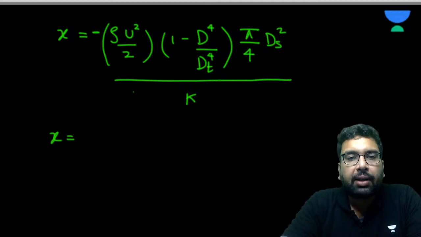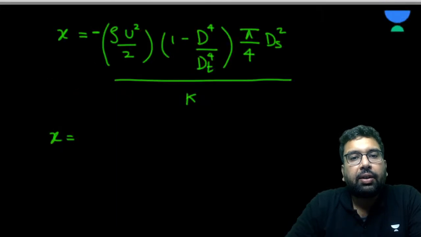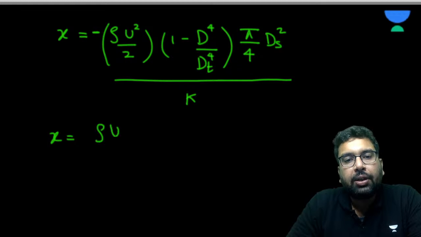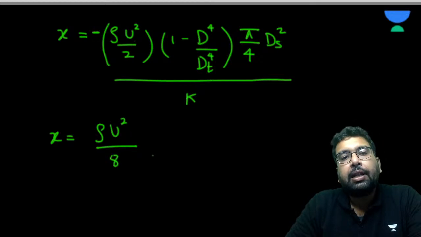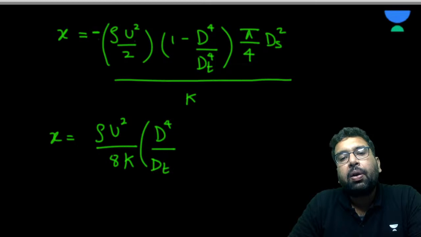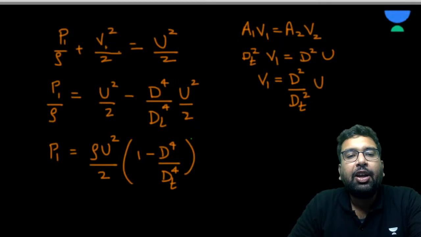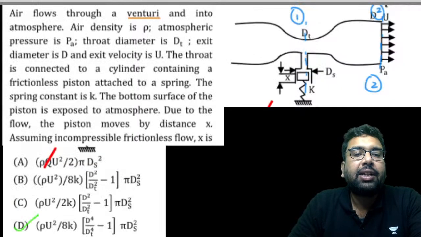Now if you sort this out, let's make the option. It will become rho U square, 2 into 4 becomes 8, and I'll write K here. Now if I multiply this minus inside, I get d to the power 4 upon dt to the power 4 minus 1, pi ds square. So this is your x. Now you see, we are getting the D option exactly.